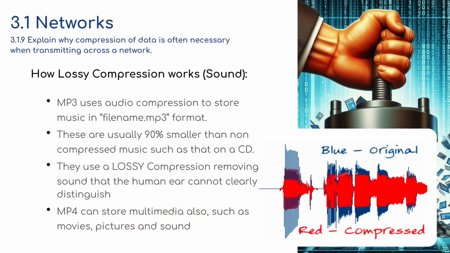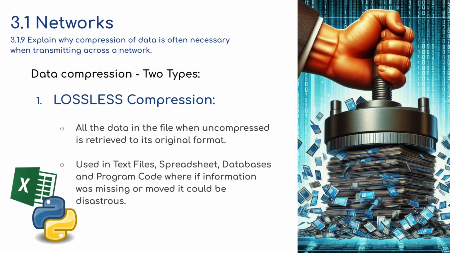Okay, so that's taking away these elements here, the very top and very bottom of a sound wave, sound file. Whereas with lossless compression, all the data in the file, and when we looked at that Python code previously, this is the sort of compression we'd be using. So all the data in the file, when uncompressed, is retrieved to its original format. It's used in text files, spreadsheets, databases, and program code, where if there's any information missing or moved, it could be disastrous. The program won't run, of course.